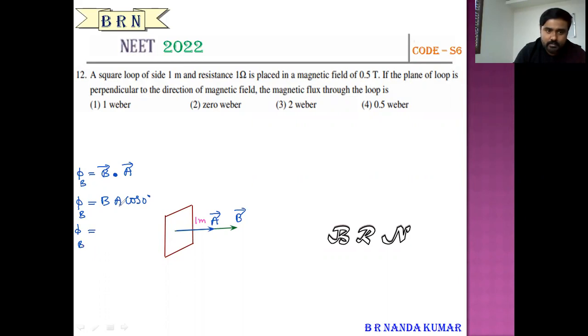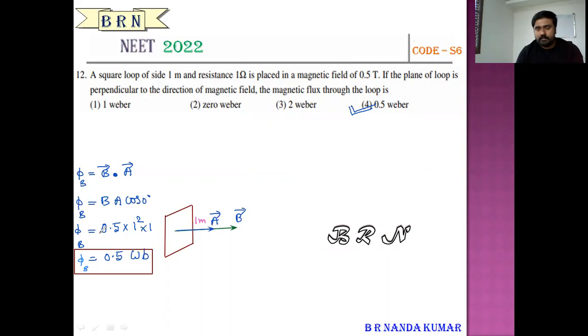So magnetic flux is equal to magnetic field, given as 0.5, and area, length into breadth, 1 into 1, is 1 square, cos 0 is 1. So this is finally 0.5. What is the unit of magnetic flux? Weber. 0.5 Weber. The right answer is option 4. Okay? Very simple, you can solve the problem easily.